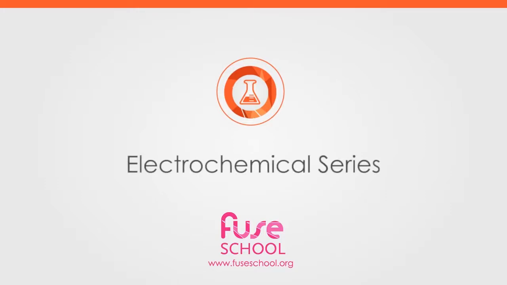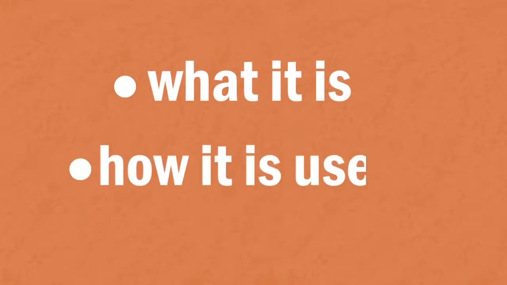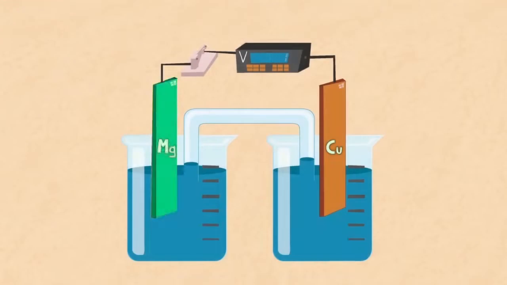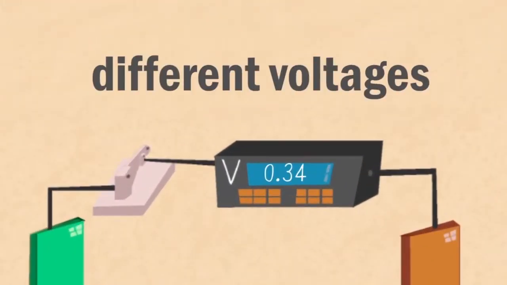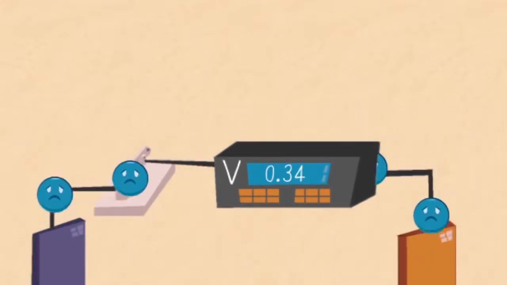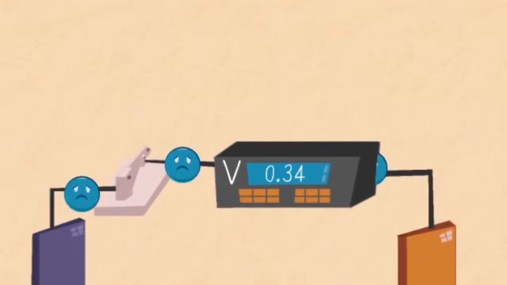In this video we are going to learn about the electrochemical series, what it is and how it is used. In the video Measures of Electricity we found out that different combinations of metals produce different voltages, and this depends on how strongly the metal could force its electrons to move across a cell.